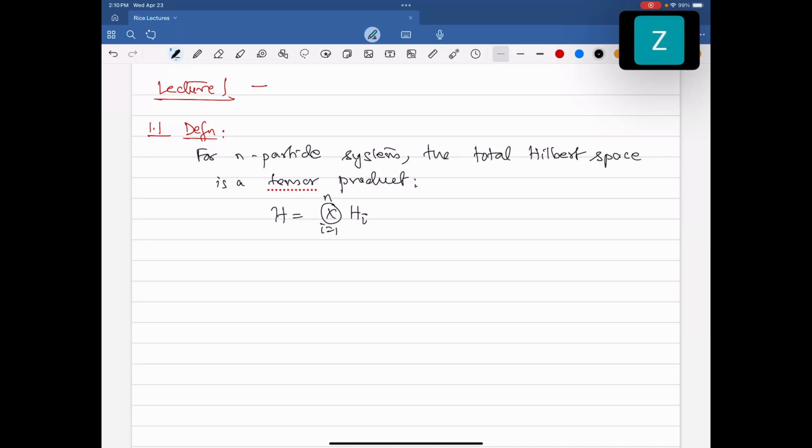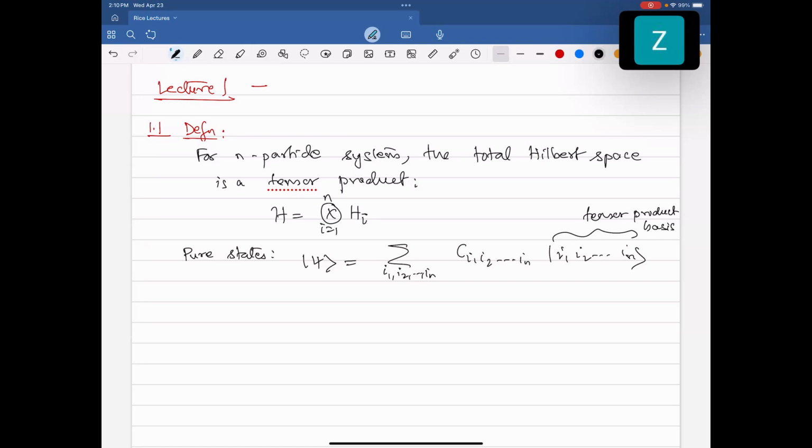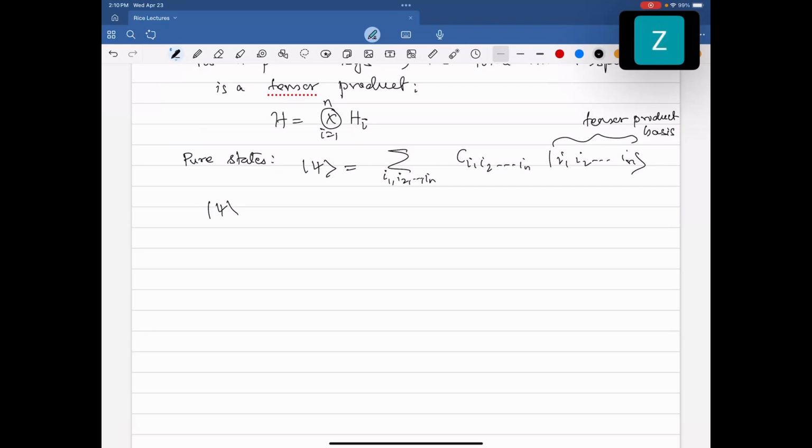Okay. And then for pure states, any state that you can write in this many-body Hilbert space can be written in this way. This is, of course, something that we understand, and here, this is the tensor product structure that you are seeing right here. And the definition of entanglement for pure states is that psi could not be written in this tensor product form.